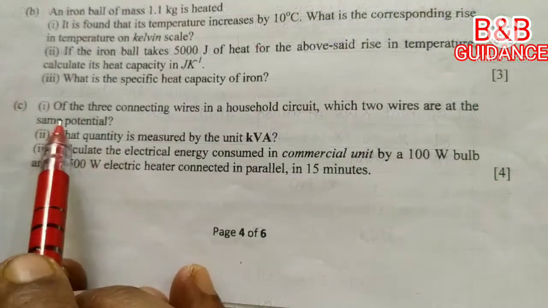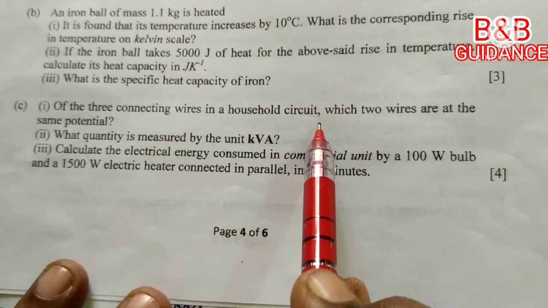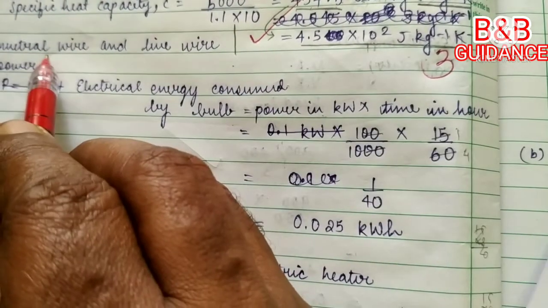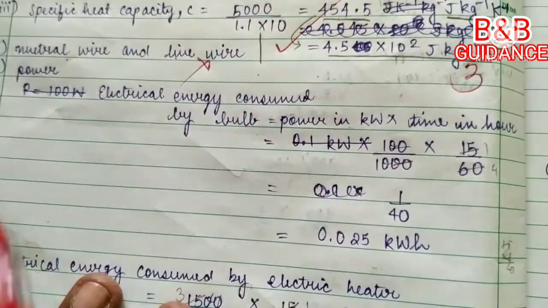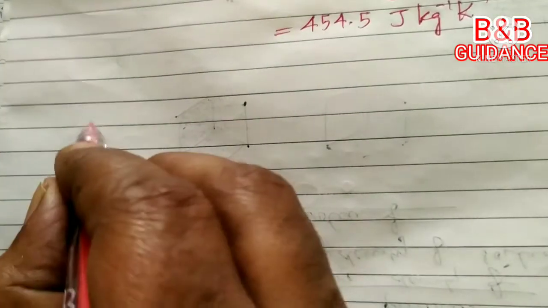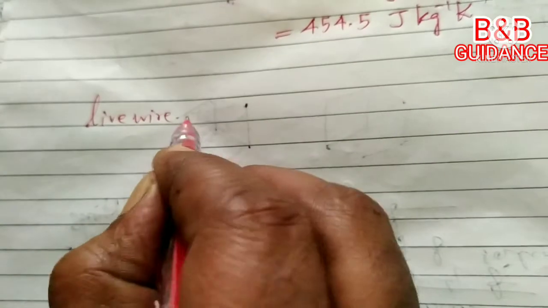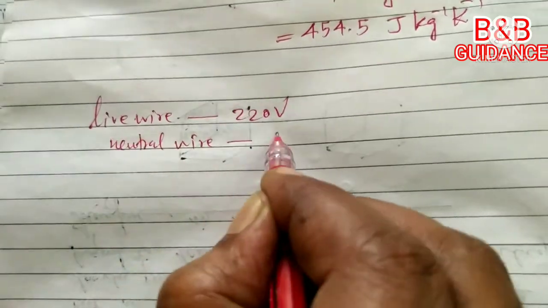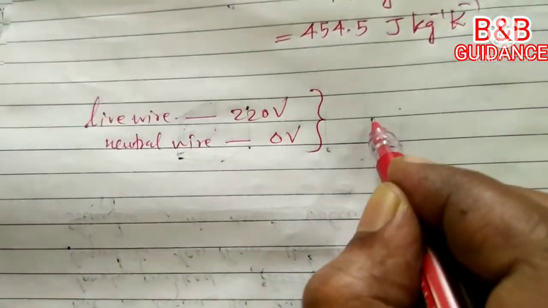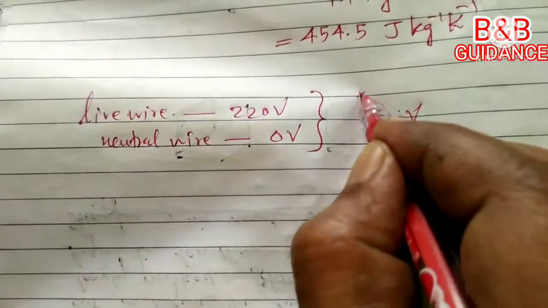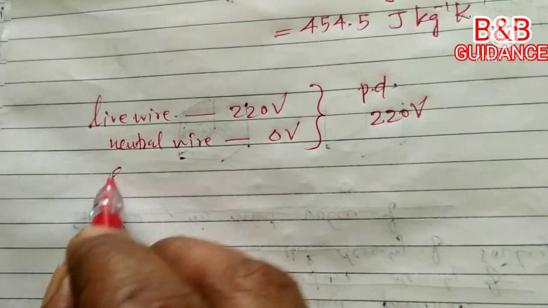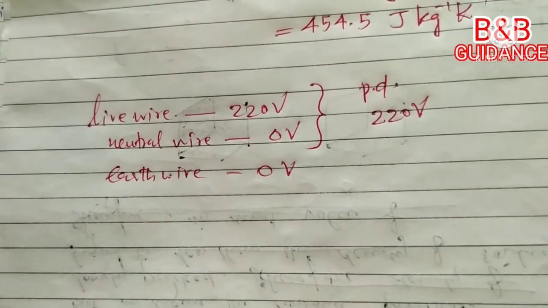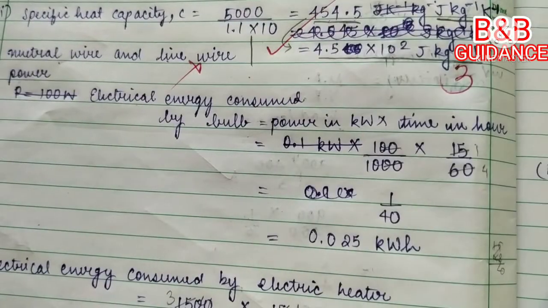Now, see, of the 3 connecting wires in a household circuit, which 2 wires are at the same potential? Here is the answer, neutral wire and live wire. That's a wrong response. Actually, live wire has a potential of 220 volts, neutral wire 0 volt. That is why there is a potential difference of 220 volt, isn't it? And earth wire, that is also of 0 volt. So the expected answer is neutral wire and earth wire.